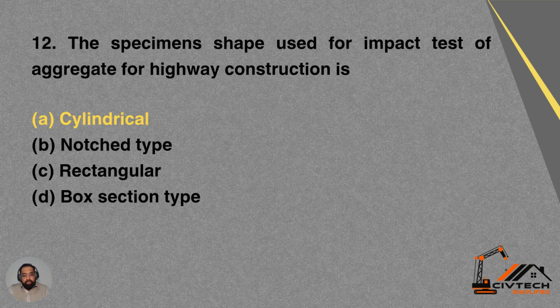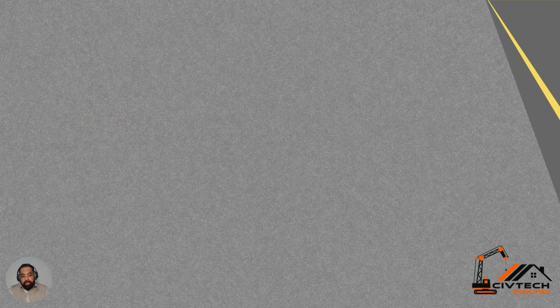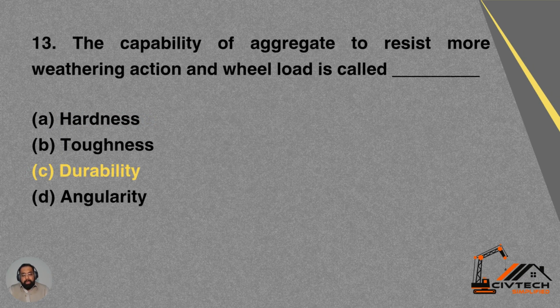Question number 12. The specimen shape used for the impact test of aggregate for highway construction is: option A, cylindrical; option B, notched type; option C, rectangular; option D, box section type. So the cylindrical section is used for the impact test of aggregate.